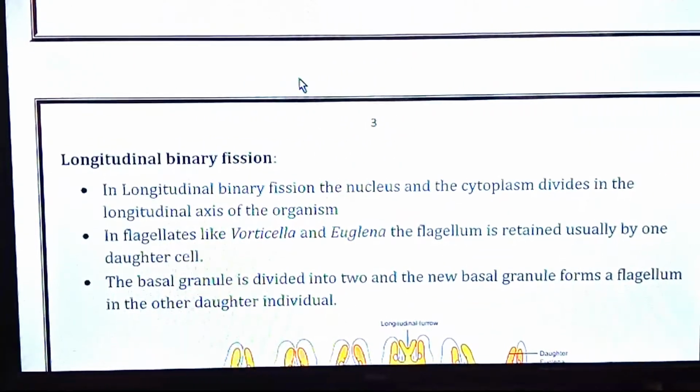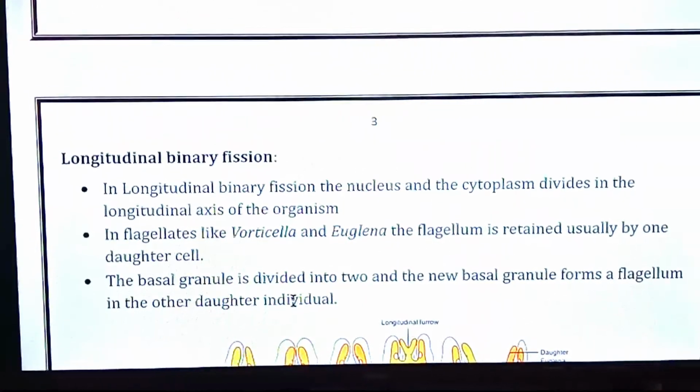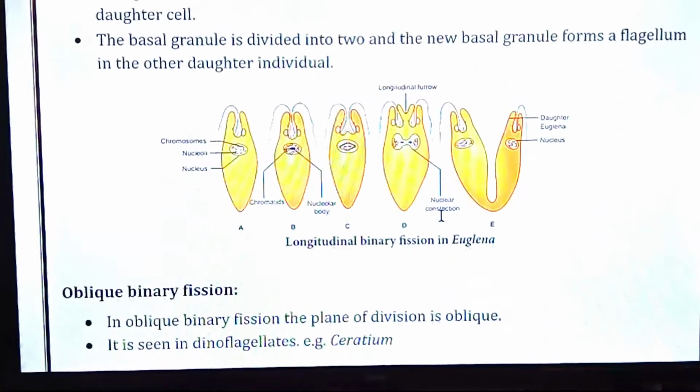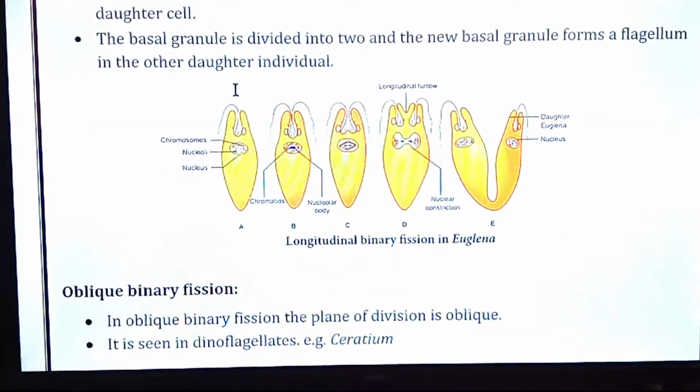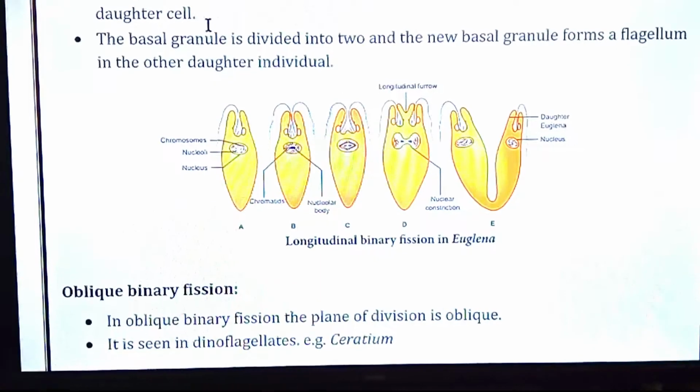Next we have the longitudinal binary fission, which is reported in Vorticella and Euglena. So the organism which has a flagellum will go for the type of longitudinal binary fission. In longitudinal binary fission, the nucleus and the cytoplasm divide along the longitudinal axis. You know what is transverse? Transverse means like this, cross, and longitudinal means like from top to bottom like this. So the organism that possesses a flagellum will go for this longitudinal binary fission.